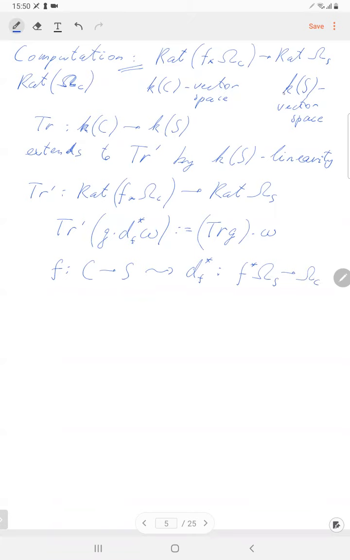Okay, so what I want to prove is that the desired trace homomorphism is what we just defined. So it's just the trace for the field extension of rational functions, but restricted to the regular differentials. So let's prove this.